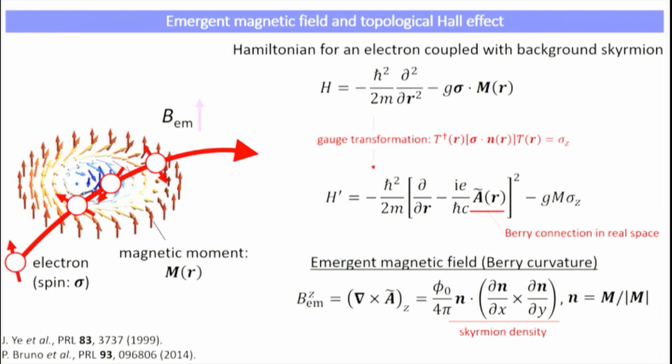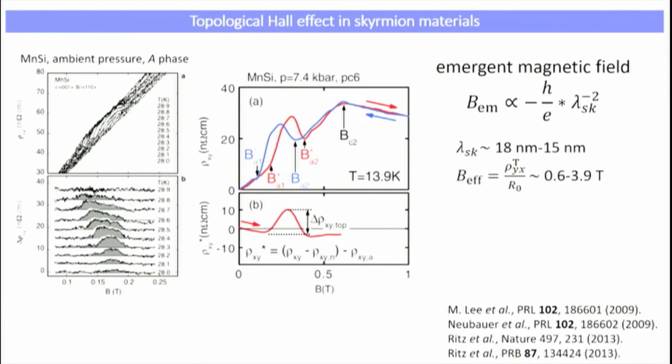So the electrons moving through the Skyrmion feel a fictitious magnetic field, and the propagation direction will be deflected onto the direction perpendicular to the propagation direction. This is proportional to the Skyrmion density and can be detected. So the presence of the Skyrmion can be detected by the measurement of the Hall resistivity. The topological Hall effect was first observed in manganese silicide under pressure as well as under ambient pressure conditions.